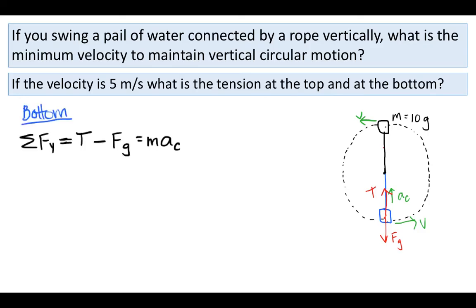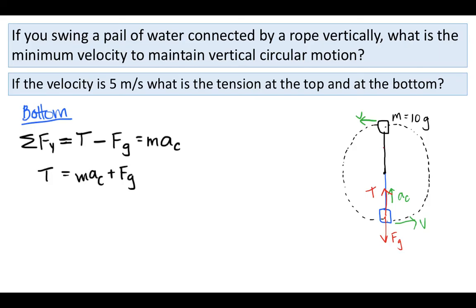When we go ahead and plug them into our equation, we get our sum of forces. Our tension is positive this time because it's up. Force of gravity is still negative because it's down. And ma is positive because centripetal acceleration is up. So we're still using our up equals positive, down equals negative convention that we've used from the beginning of our forces unit. Let's solve for tension.